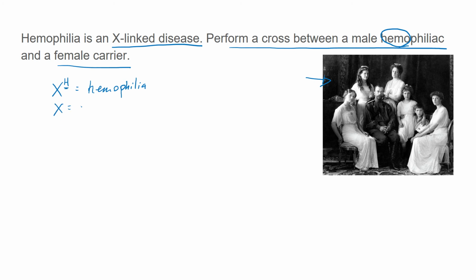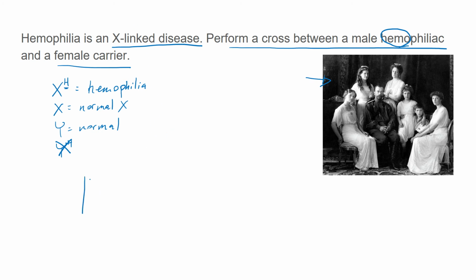A normal X is going to be normal X, and then of course Y is a normal Y. Is there such a thing as a YH? No, no such thing, because hemophilia is X-linked, right? X-linked, not Y-linked. It makes no sense.